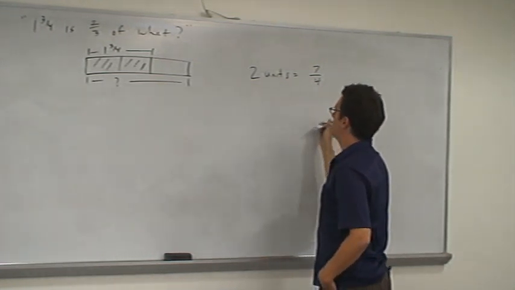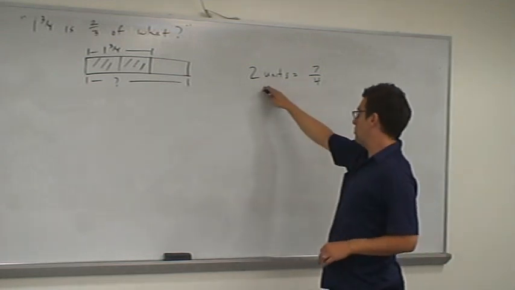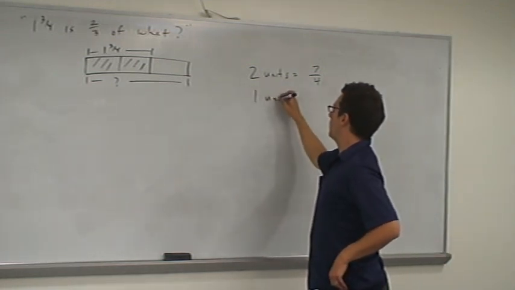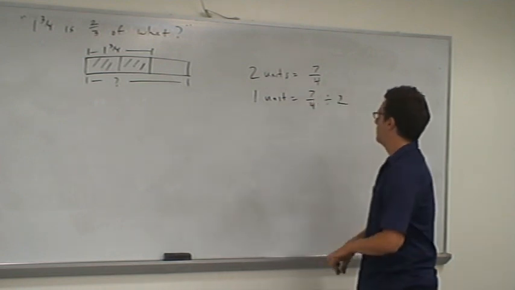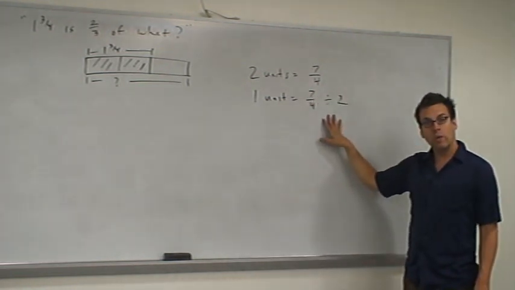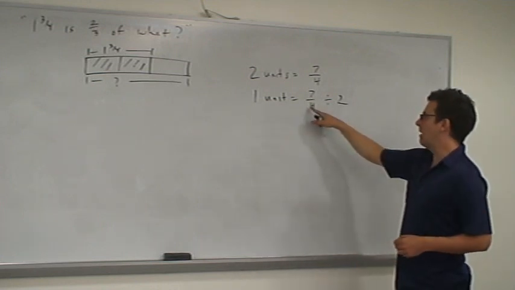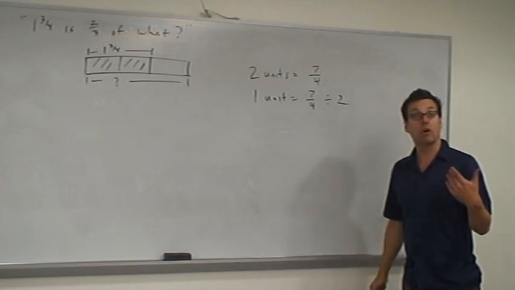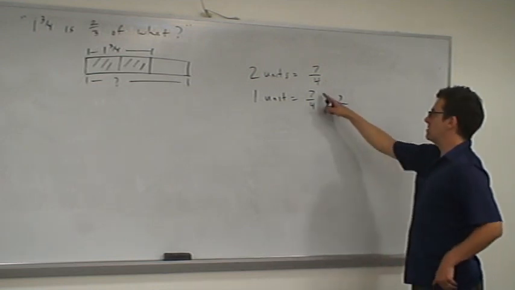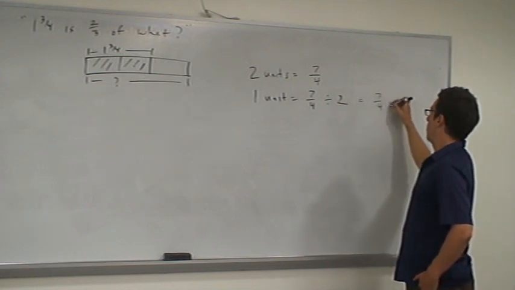So if 2 units is 7/4, we remember from partitive division way back when, that 1 unit is equal to 7/4 divided by 2. Now at this stage, we already should know how to solve this problem, right? We have already talked about a fraction divided by a whole number, and multiplying by the reciprocal is the correct way to solve this problem. So 7/4 divided by 2, we can carry out that operation. 7/4 times 1/2.